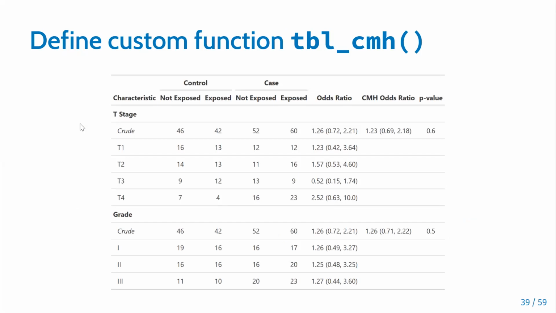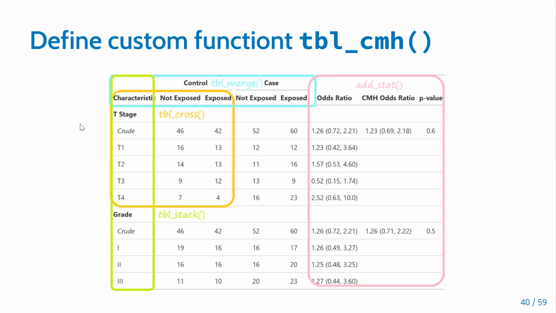But I said, well, what we can do is we can use the tools of gtsummary to make a new function for you called TBL CMH for the Cochran-Mantel-Haenszel test, and you can put that in your own department's package. And so that's what's being done here. So I just wanted to review exactly how this was done.